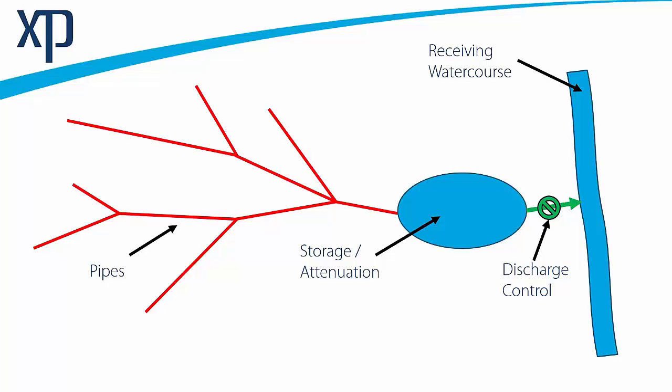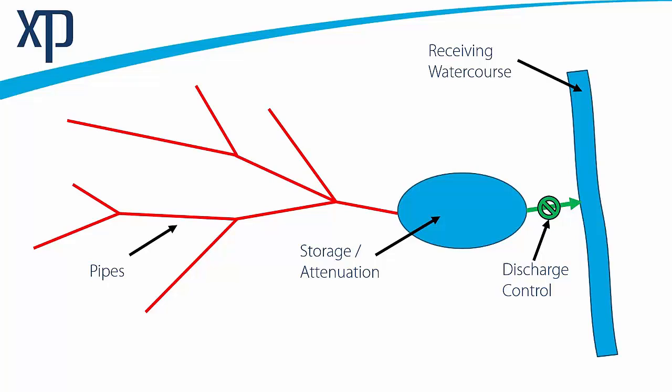So that might be a typical stream or ditch, which is controlled by the local authority. It may be a major river controlled by the Environment Agency, or it could be an existing sewerage system, which is likely owned by the water company, Thames Water, Anglian Water, Severn Trent, that sort of thing. So one way or another, there is going to be some control on the amount that you can discharge into the receiving watercourse. And we're likely to have to put some sort of structure, such as a hydro-brake, weir, orifice, something like that, to control that flow.